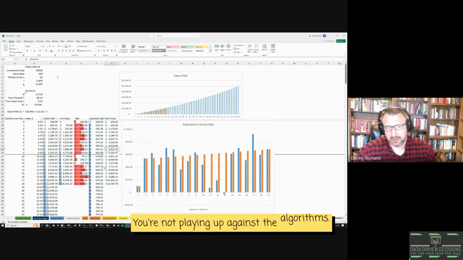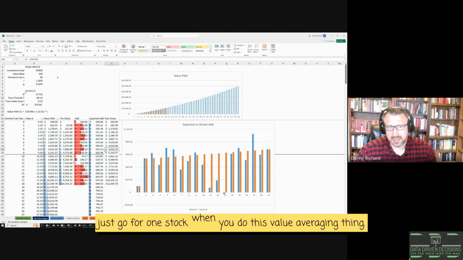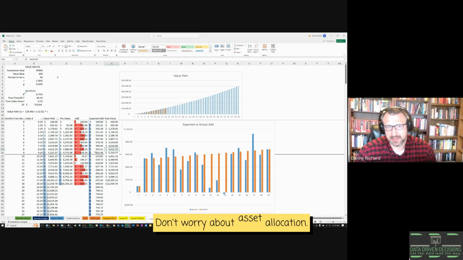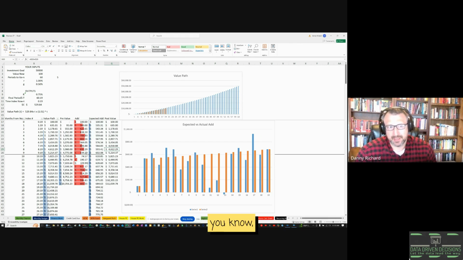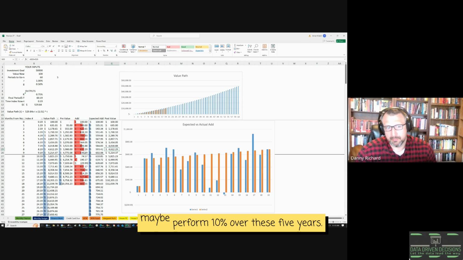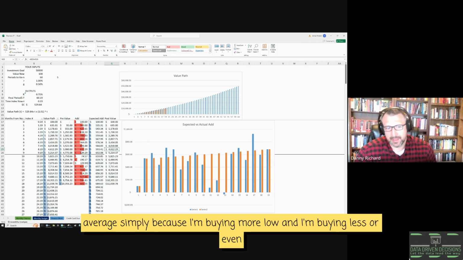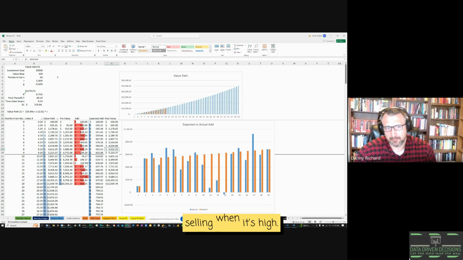You're not playing up against the algorithms. For me, I'm just investing in VTI. I choose just one fund when I do this value averaging. Don't worry about asset allocation. Throw it in VTI and just play this formula. And you'll see the stock market will maybe perform 10% over these 5 years, but thanks to value averaging, I'm getting about maybe 11.5%. I'm getting a significant percentage point or two above the average simply because I'm buying more when it's low and buying less, or even selling, when it's high.